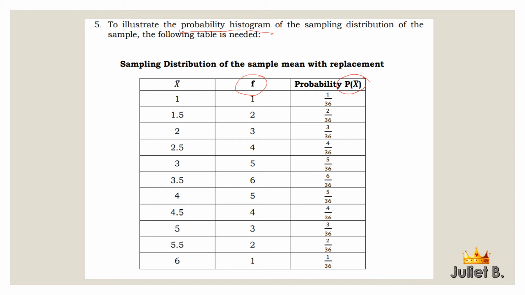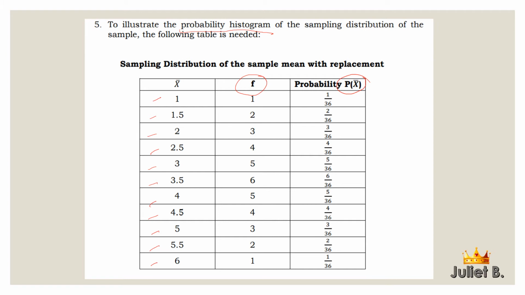Yung ginawa natin kanina, ililista natin isa-isa yung mga sample means nang hindi inuulit. So, we have 1, may 1.5. Kung babalikan natin kanina yung isang table na mahaba na kung saan nakalagay doon lahat ng mga possible samples mula 1 hanggang 36, ito na yung mga sample mean. Inisa-isa na siya. So, 1, 1.5, 2, 2.5, 3, 3.5, 4, 4.5, 5, 5.5, at saka 6.